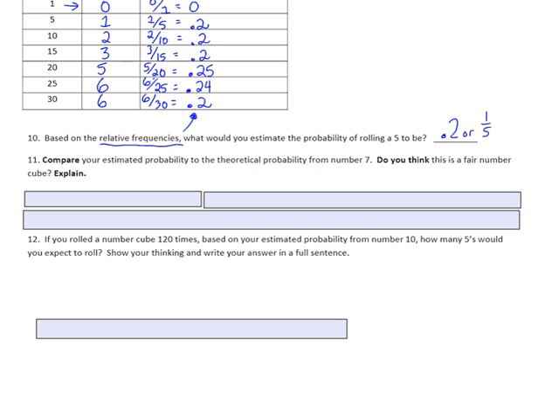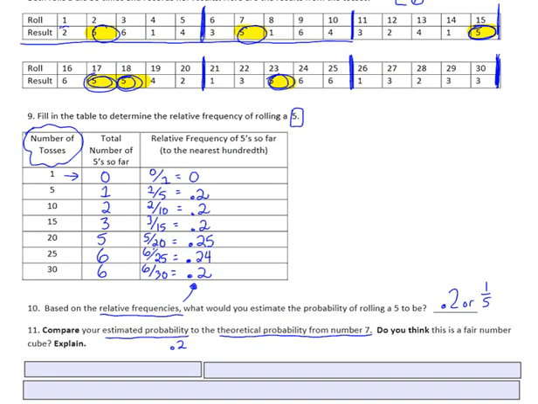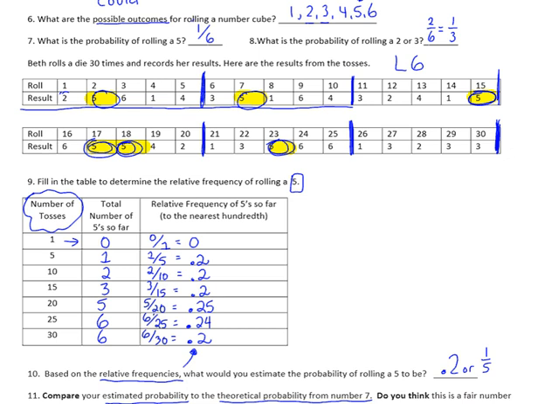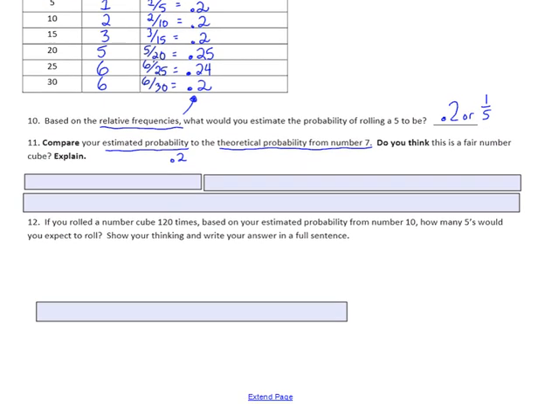Number 11. Compare your estimated probability to the theoretical probability from number 7. The estimated probability is from the experiment, and that one is 0.2. The theoretical probability from number 7 is what you expect to happen based on the numbers on the dice. So number 7, the probability of rolling a 5, and again this is the theoretical probability, it's what you expect to happen. That was equal to 1/6.